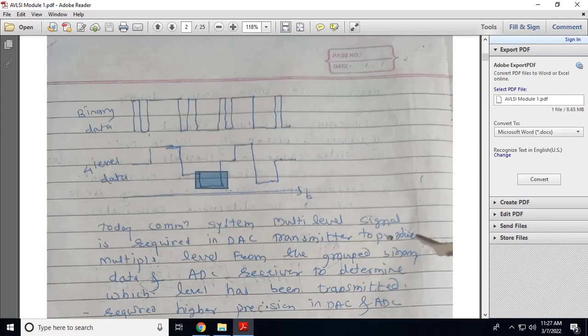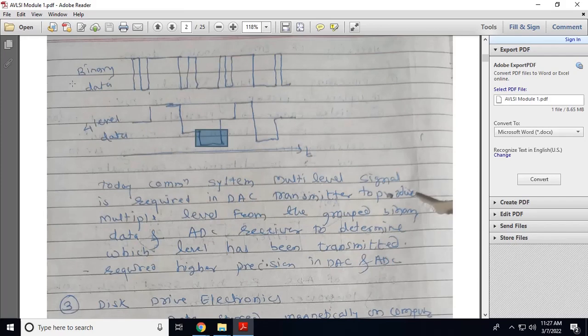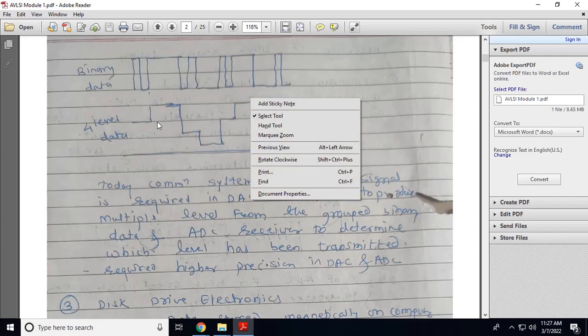In today's communication system, a multi-level signal is required. A digital to analog converter at the transmitter produces a multi-level signal from the grouped binary data. At the receiver, an ADC determines which level has been transmitted, so it requires high precision of the DAC and ADC. So in a communication system, to send binary data in the form of 4-level data, it requires a digital to analog converter and an analog to digital converter with good precision. So we have to do analog CMOS design.